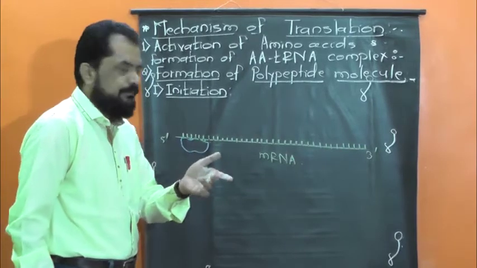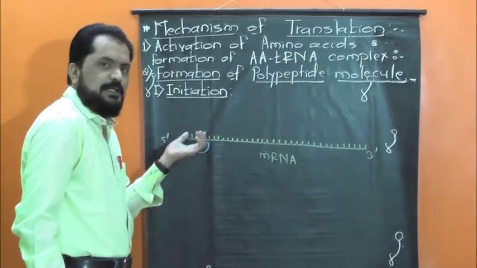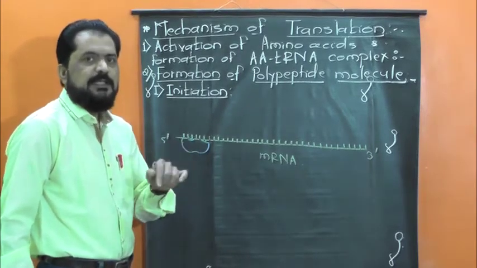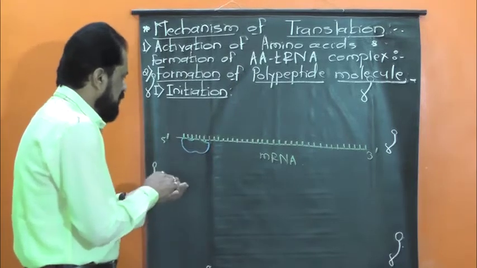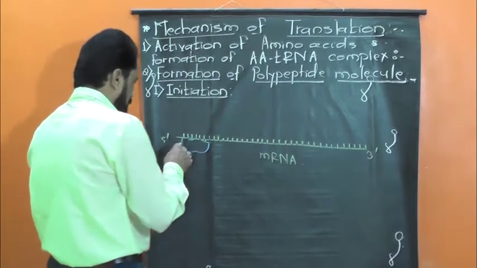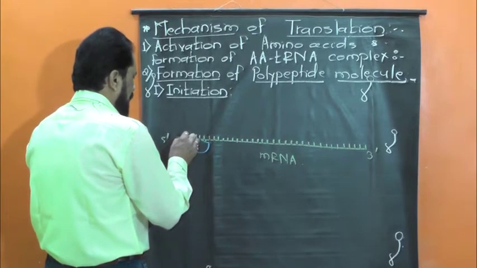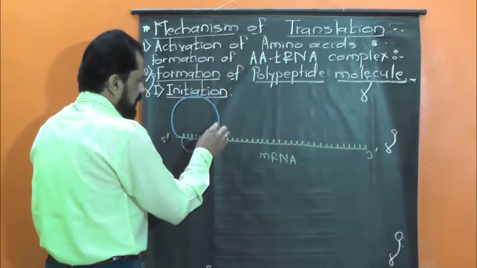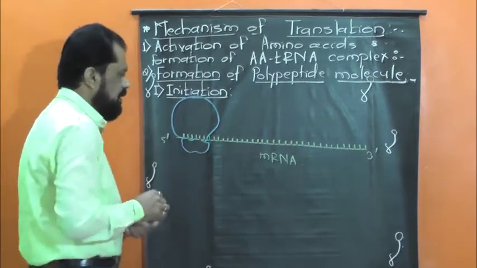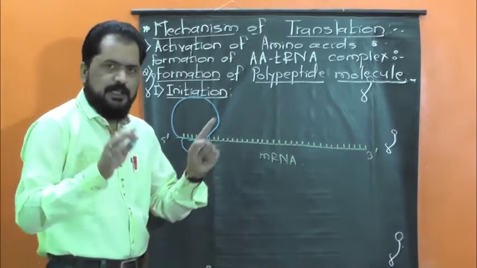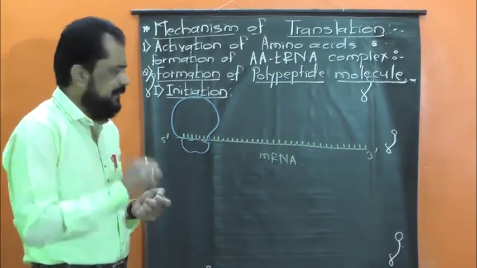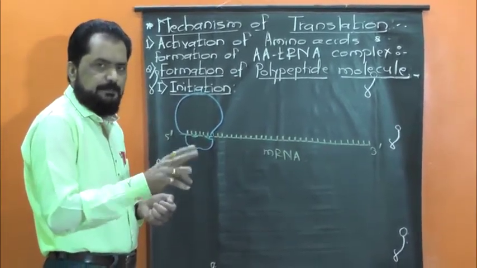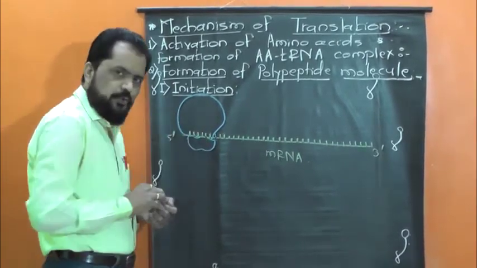So initially the smaller subunit of ribosome binds at the 5' end of messenger RNA to form the mRNA, smaller subunit ribosome complex, and immediately it is followed by the association or binding of the larger subunit of ribosome to this smaller subunit and mRNA complex. We have already studied that the larger subunit has three different sites, such as A site, P site and E site. Going to show in the diagram.